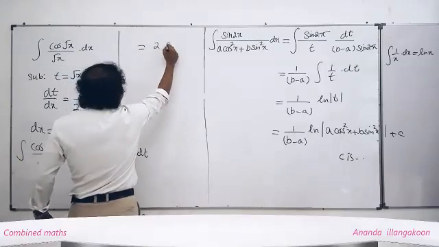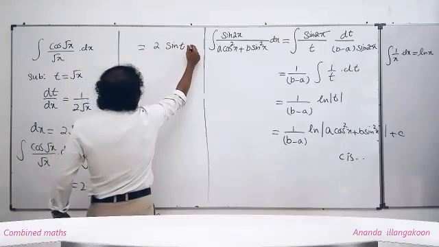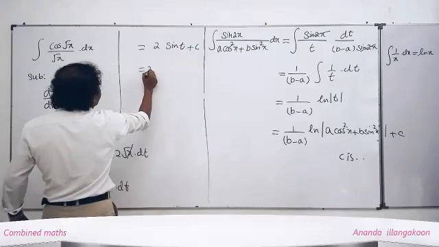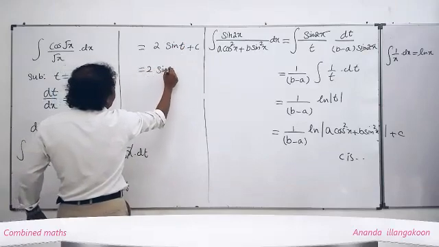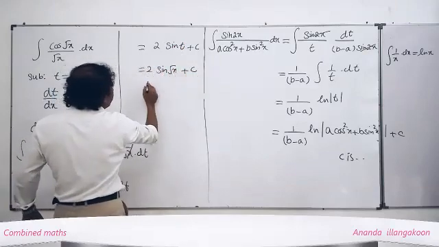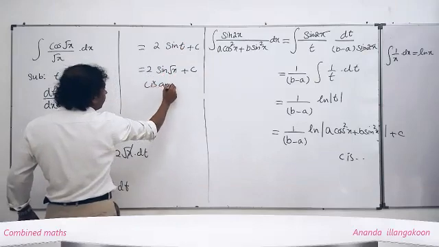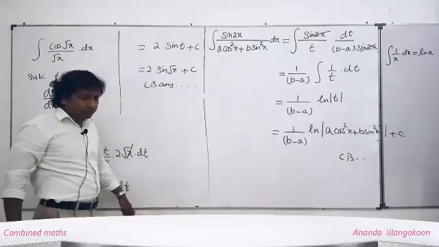Therefore, we get the answer: 2 times sin t plus c, but t is root x. C is any constant. Like that, we get this answer.